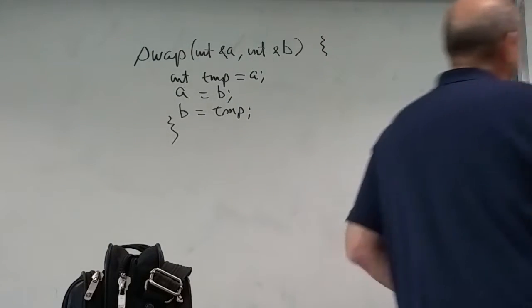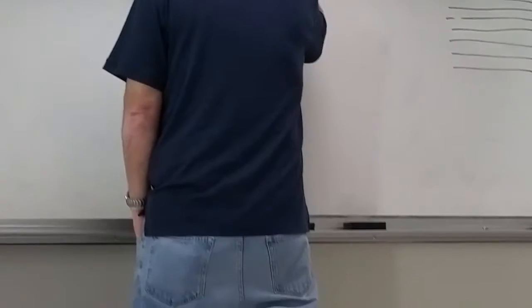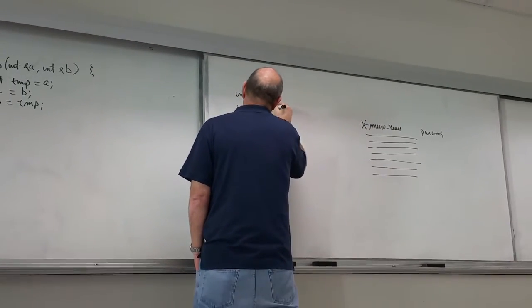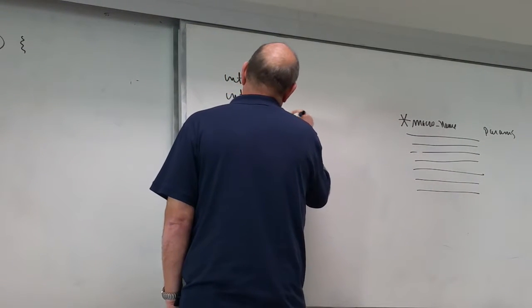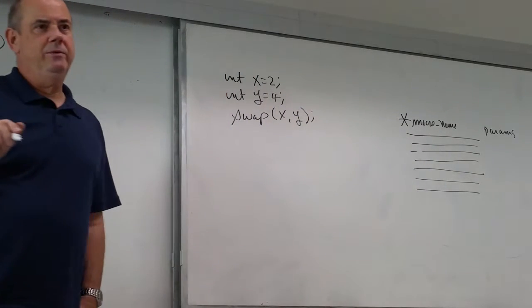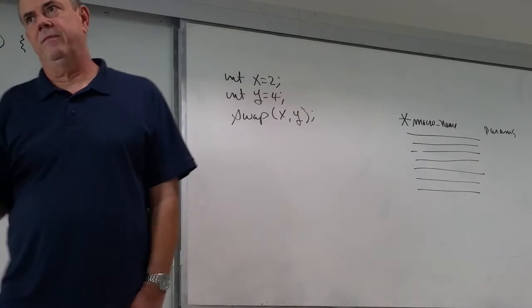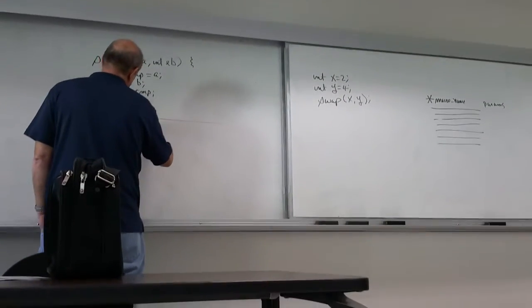If I write a macro to do this, then I'm running along in my code here, and I have int x = 2 and y = 4, swap x and y. Okay, so that's the subroutine. Can I do a macro? A swap macro.